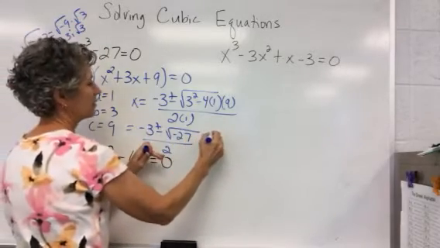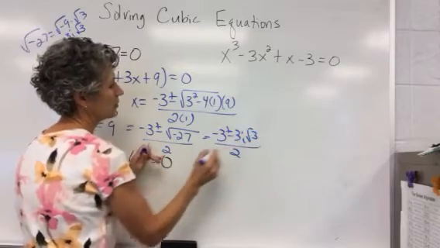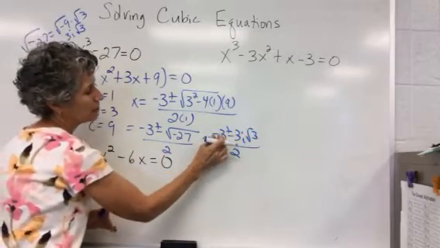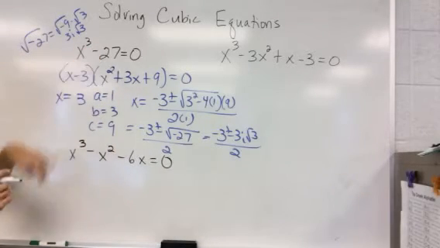So I'm going to replace that here. So negative 3 plus or minus 3i radical 3 all over 2. We don't have a number that goes into all three of these, so we'll just leave it like that. So that's if you've got a binomial that can be factored.